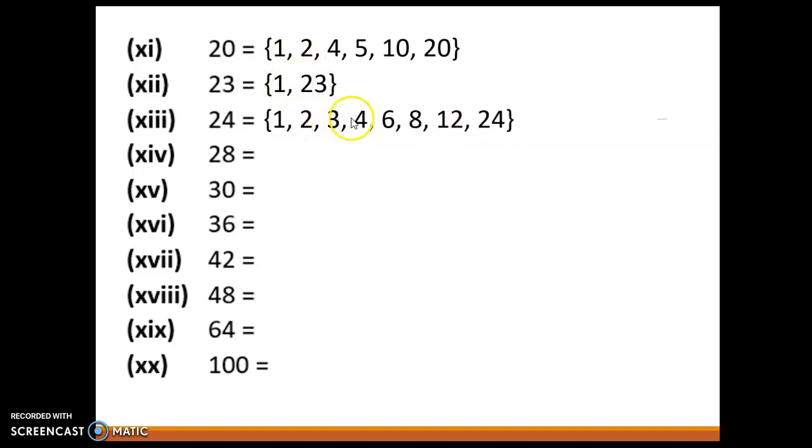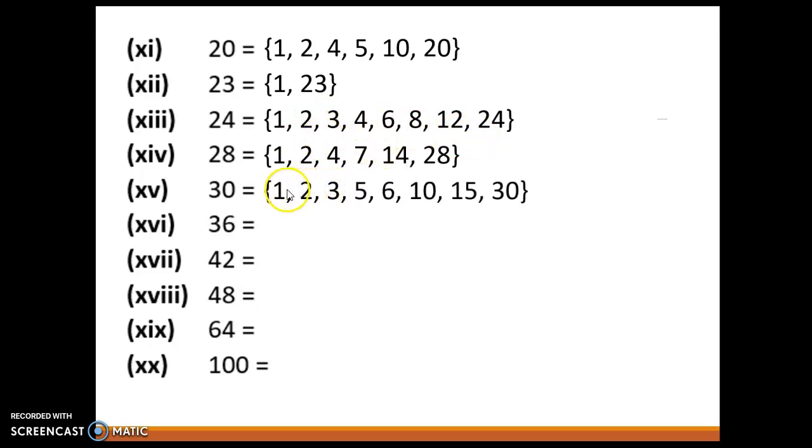24 has the factors, here's a pretty long one, 1 goes in 24 times, 24 goes in once, 2 goes in 12 times, 12 goes in twice, 3 goes in 8 times, 8 goes in 3 times, and 4 goes in 6 times, 6 goes in 4 times. So there are the factors of 24: 1, 2, 3, 4, 6, 8, 12, and 24. 28 has these factors here.